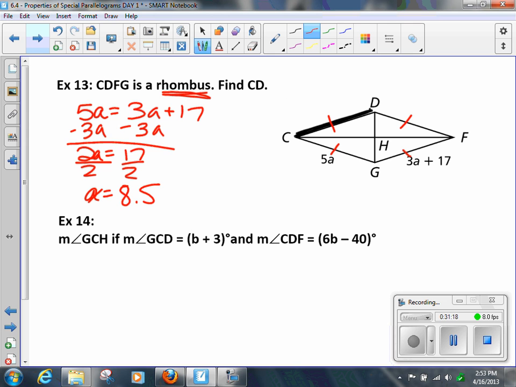Why not? I got to plug it in. Which side do you want to plug it in? Why? Because it's the shortest one. It's the shortest expression. So we want to go 5 times 8.5. That's 42.5, which means CD is 42.5. Folks, do you understand what we're doing? And do you understand why we're doing it? Yeah?